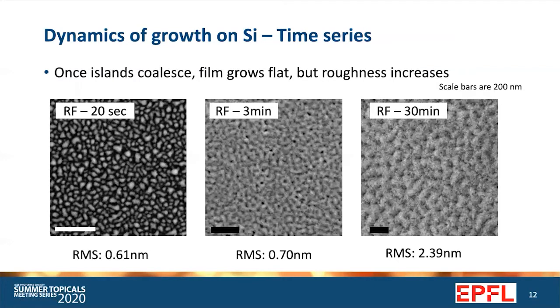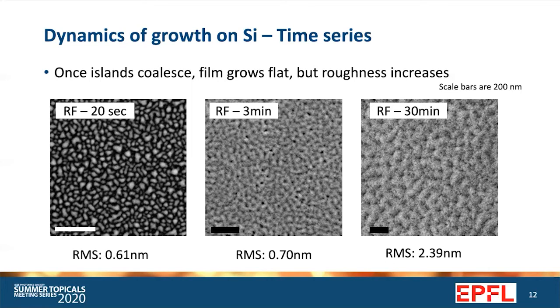And if you look at the time series of this film grown on silicon, we see that after 3 minutes, we start having coalescence, but we still have holes, and the film roughness increases. And after 30 minutes, we get full coalescence of the islands, but we have a high roughness of 2.4 nanometers, which is due to the fact that we have this late coalescence of the islands.